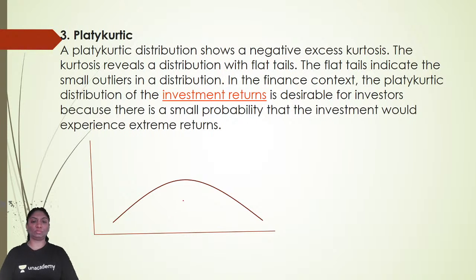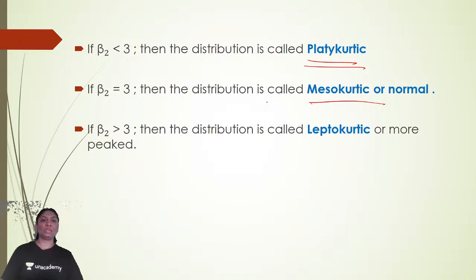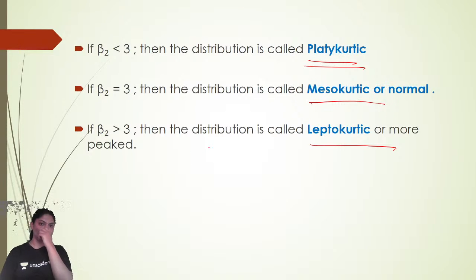This is the flatness of the curves. If you compare all the three: if beta 2 is less than 3, then the distribution is called platykurtic. If beta 2 is equal to 3, then the distribution is called mesokurtic. If beta 2 is greater than 3, then the distribution is called leptokurtic or more peaked.